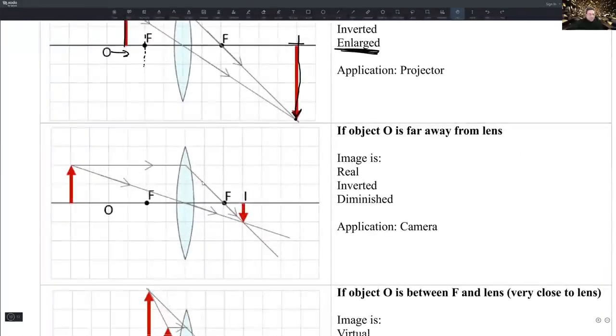Second, if you move the object back farther away from the lens and you draw your light rays, they will intersect somewhere here. The image is going to be real, also inverted, but it's going to be smaller in size. It's diminished. Diminished means smaller in size.